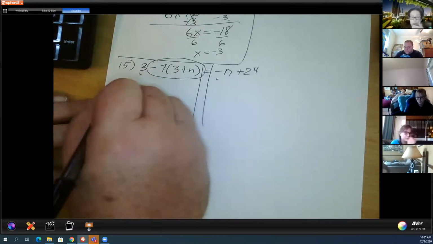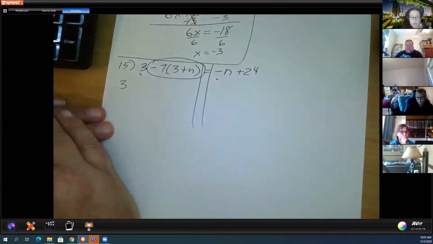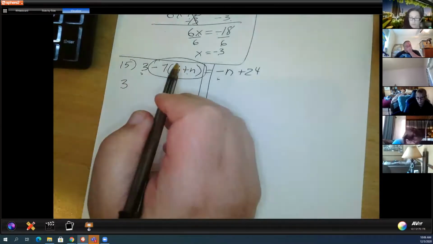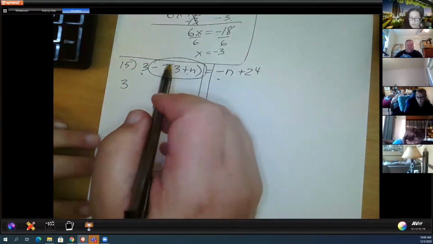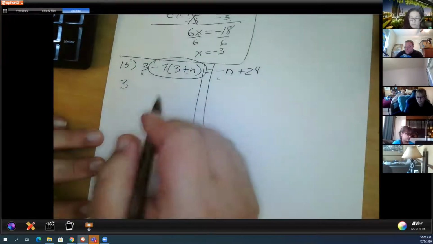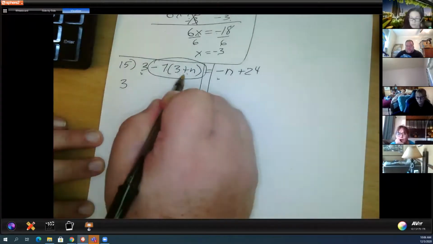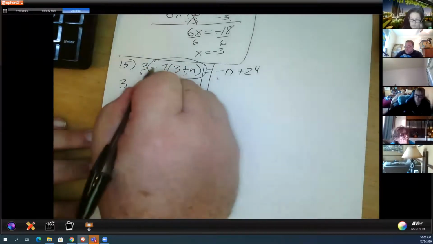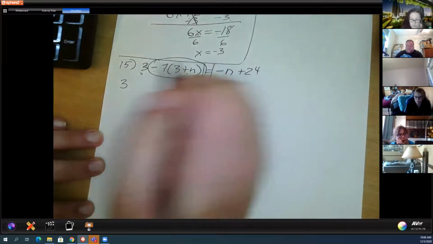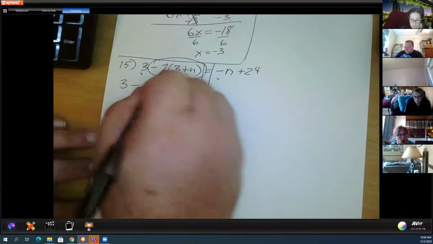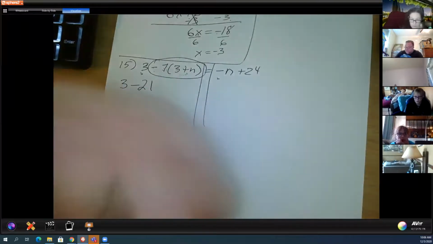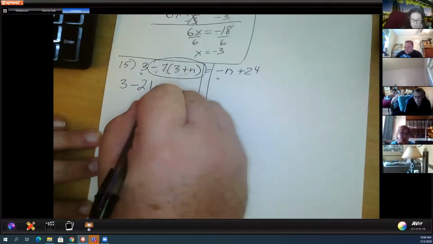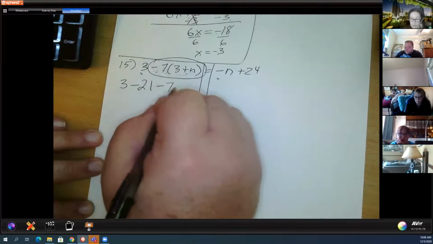So this 3 is going to be out here because it's not a part of what's going on here. I don't do 3 minus 7 and then multiply, because PEMDAS tells me that I have to do the parentheses and then multiplication before I ever do subtraction, right? So -7 times 3. A negative times a positive is going to be a negative. 7 times 3 is 21. -7 times n. Negative times a positive is going to be a negative. 7 times n is 7n.